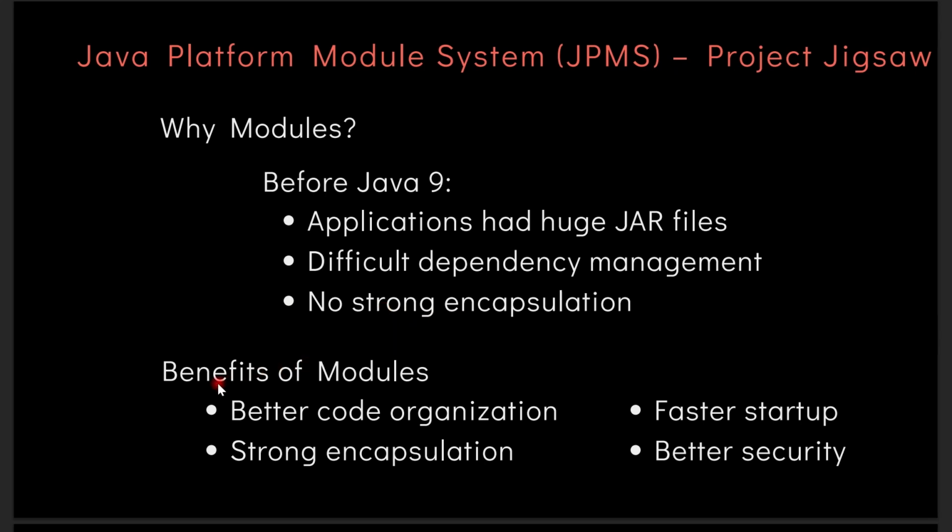So what they introduced in the modular system is better code organization and faster startup time. Let's say if you build a Spring Boot app using Java 9, the application startup time might be improved. And strong encapsulation: whatever I said before, using internal Java APIs won't be possible from Java 9. And better security as well.